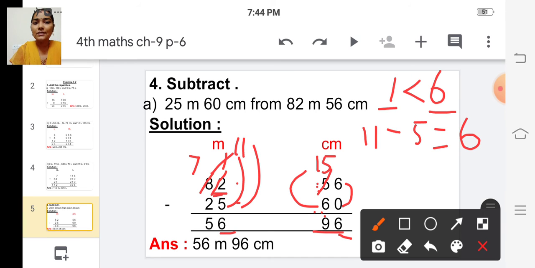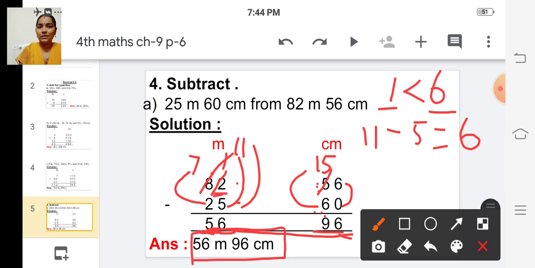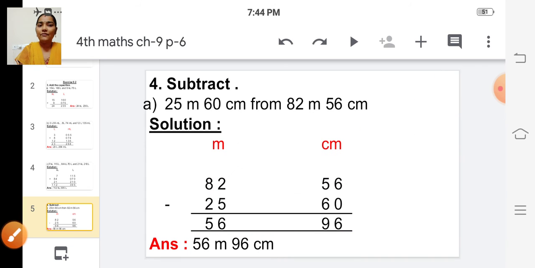And next one is 7 minus 2. 7 minus 2 is 5. So write 5 in the answer. So the final answer is 56 meter and 96 centimeter. Okay, 56 meter and 96 centimeter. Is it clear?